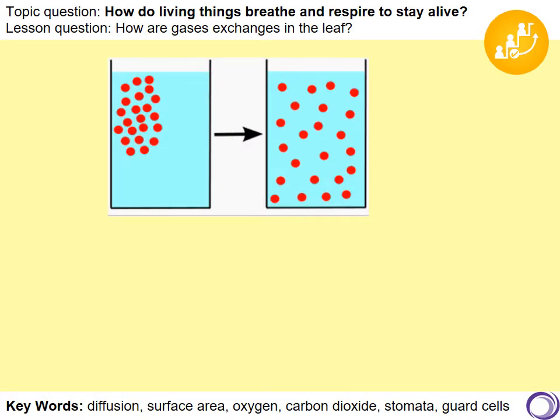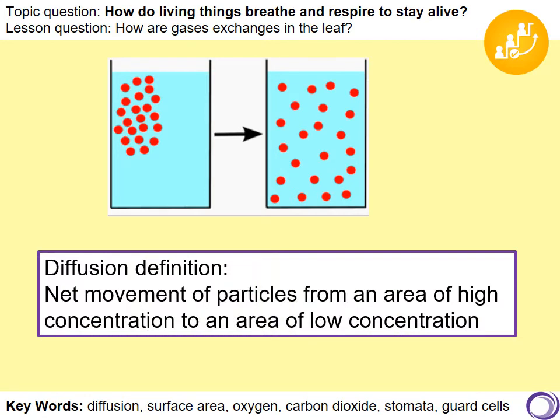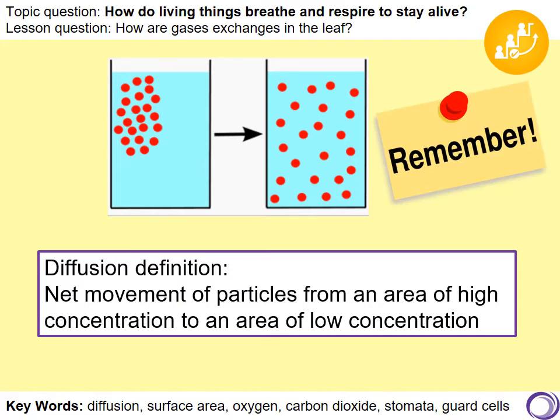The definition of diffusion is the net movement of particles from an area of high concentration, so that's where there's lots of particles together, as we can see on the left, to an area of low concentration. That means that they're as spaced out as they can be. We do need to remember this definition, so I'd like you to write this in your book now.